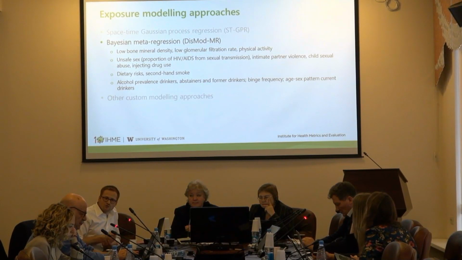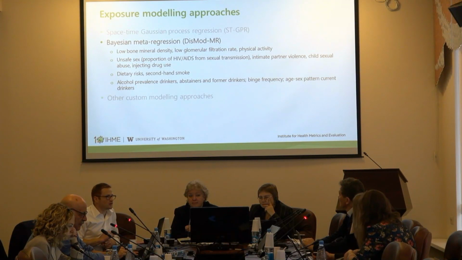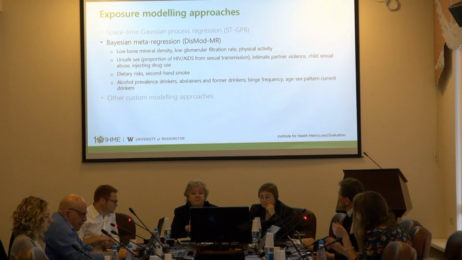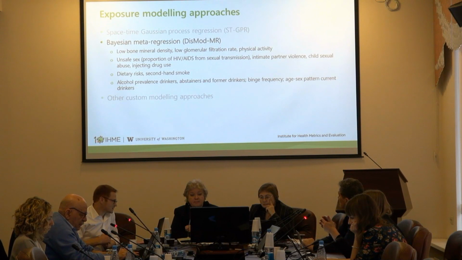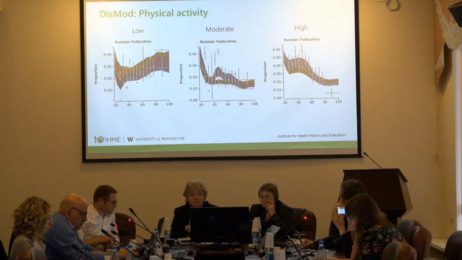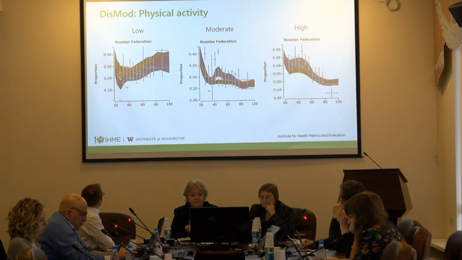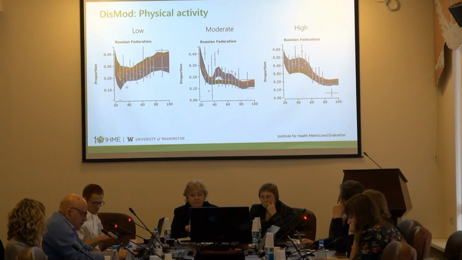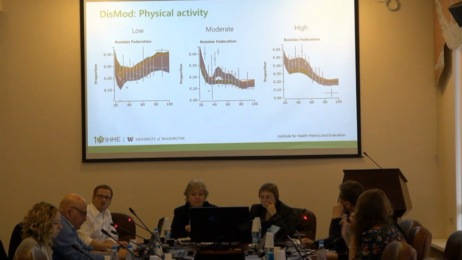In some cases, we use DISMOD to model exposure. So this is the tool we talked about earlier that we use for non-fatal outcomes. So we use this for low bone mineral density, for example, physical activity, unsafe sex, a number of dietary risks, alcohol prevalence. Here are examples of physical activity DISMOD models for Russia. On the left, we see low level of physical activity. The middle one is looking at moderate physical activity, and the right one is looking at high physical activity prevalence by age group. So this is another one where we have reasonably good data in Russia.